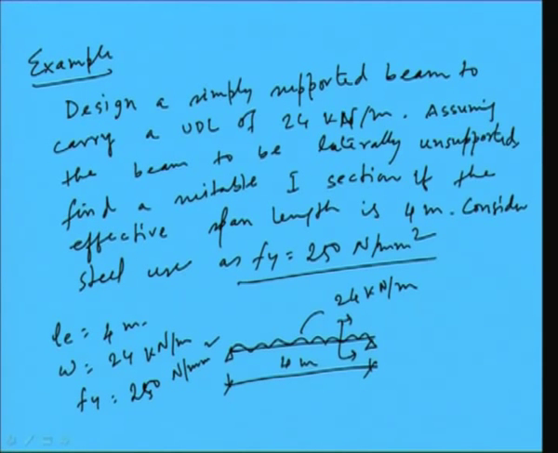The cross section is already told to be I section. First of all, we have a UDL of 24 kilonewton per meter and an effective length of 4 meter. So, in the first step, what will we do? When we go for the solution, we will follow the steps which we have discussed earlier in the design procedure: step 1, step 2, step 3. For the sake of simplicity, I am going to follow the same steps one by one, so we have a systematic way to design the whole thing. In step 1, we have to find the load acting on the beam.